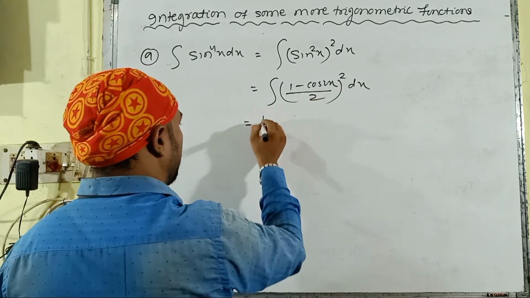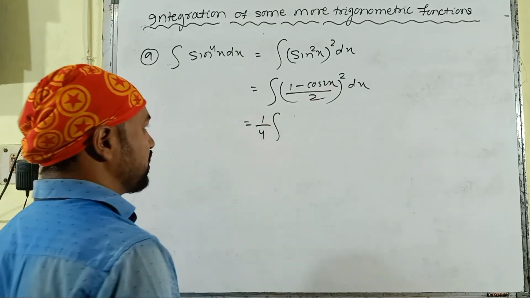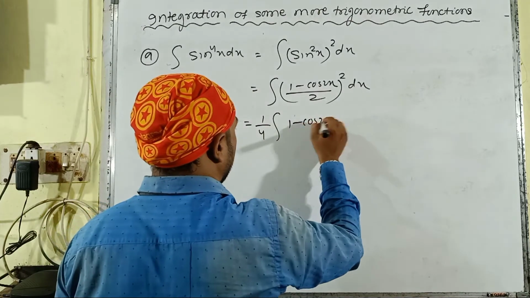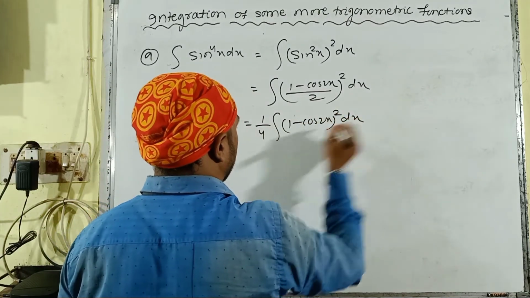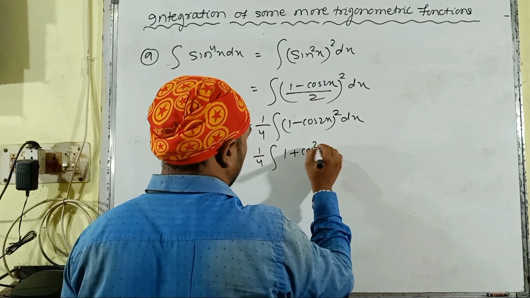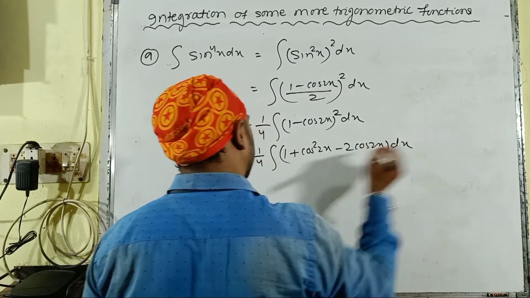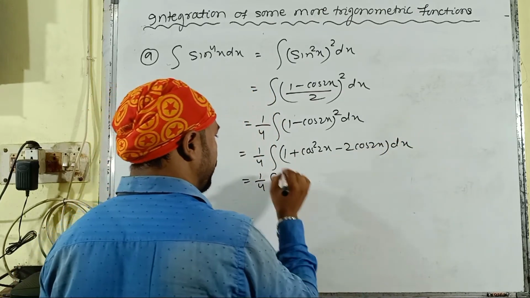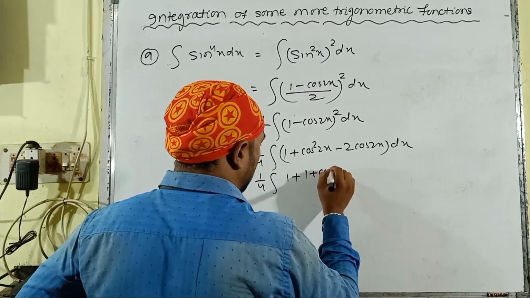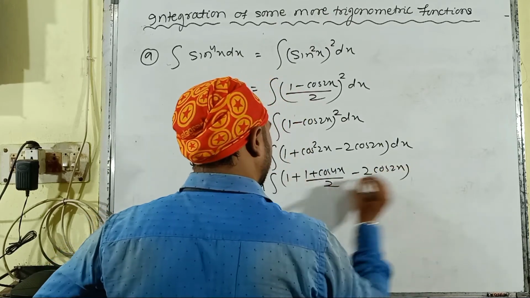Then it will be 1 by 4, because the square of 2 is 4, and as it is a constant, 1 by 4 is taken outside of the integral. So it will be the whole square of (1 minus cos 2x), which is 1 by 4 times (1 plus cos square 2x minus 2 cos 2x). It is 1 upon 4 times (1 plus the value of cos square 2x, which is (1 plus cos 4x) divided by 2, minus 2 cos 2x).